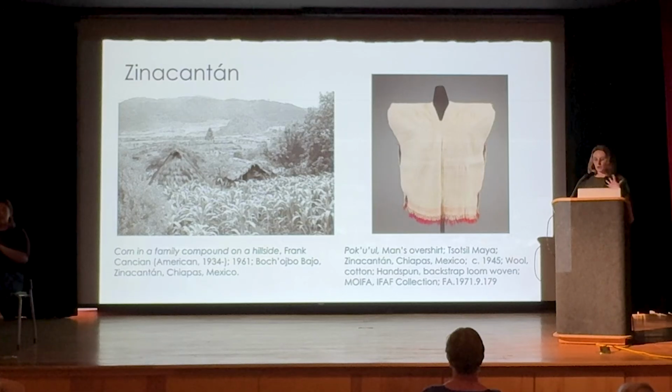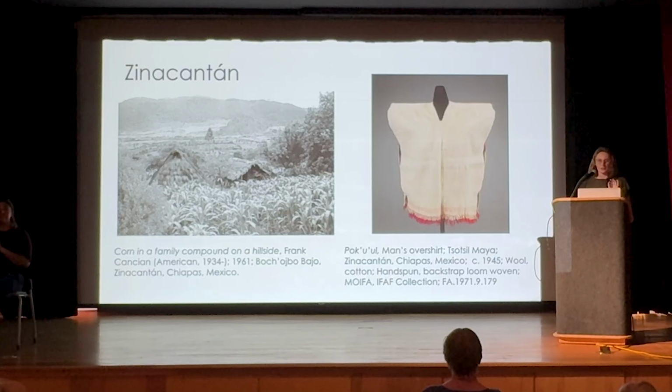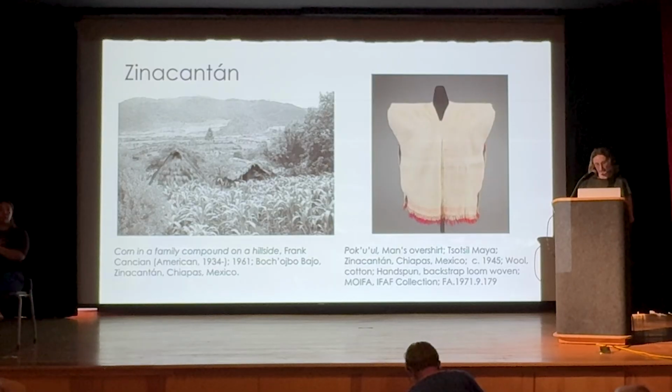So this overshirt within MOIFA's collection would have been worn by a man, and is entirely made of wool. So it's a bit of a reflection materially of the environment. There's also still little bits of debris from the sheep roaming around in the area.